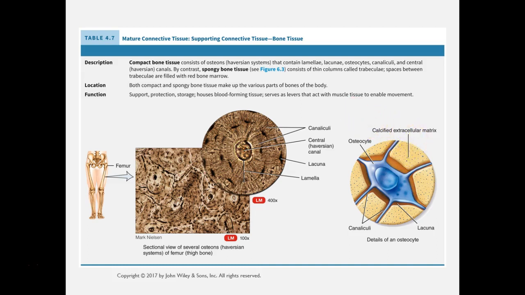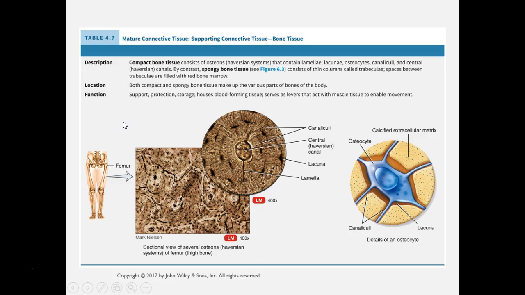Remember, connective tissues are made up of an extracellular matrix and the cells that are within it. So the extracellular matrix in osseous tissue or bone has become calcified. So it's a very hard extracellular matrix. So bone tissue is made up of two different types of bone. Compact bone, which is made up of sort of tree ring-like structures that are known as osteons.